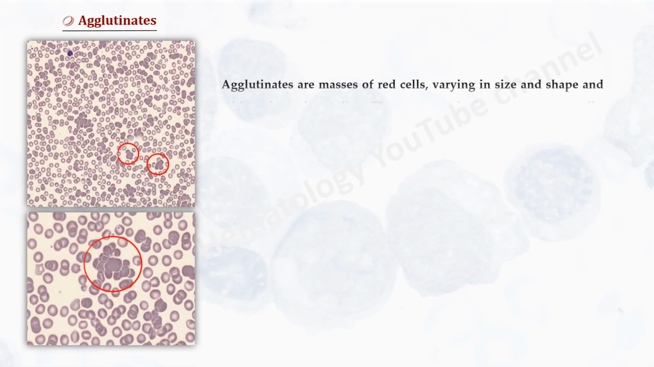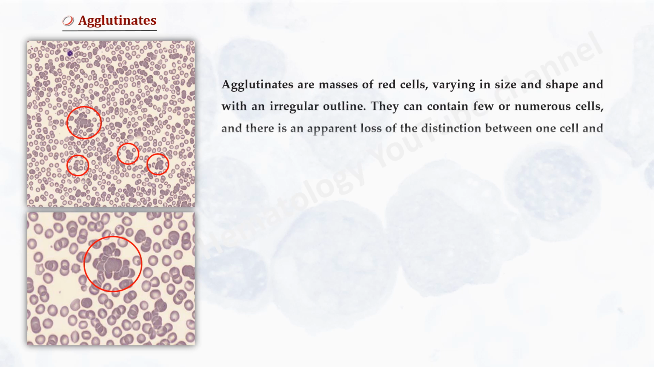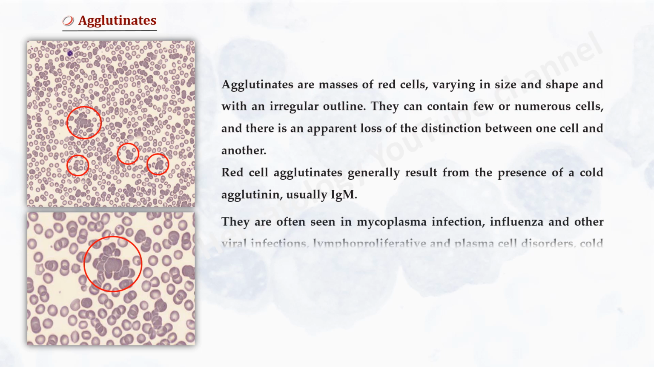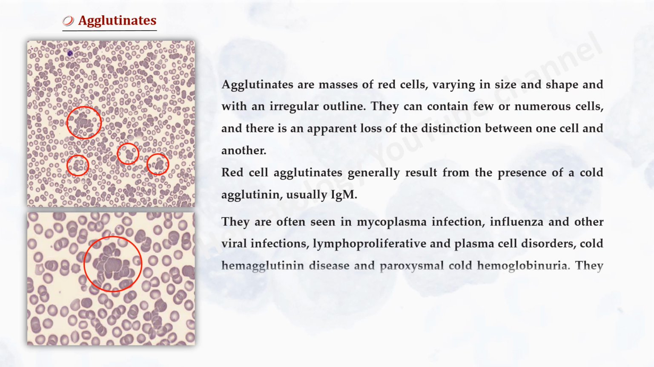Agglutinates are masses of red cells, varying in size and shape and with an irregular outline. They can contain few or numerous cells, and there is an apparent loss of the distinction between one cell and another. Red cell agglutinates generally result from the presence of a cold agglutinin, usually IgM. They are often seen in mycoplasma infection, influenza, and other viral infections, lymphoproliferative and plasma cell disorders, cold hemagglutinin disease, and paroxysmal cold hemoglobinuria. They are rare in warm autoimmune hemolytic anemia.